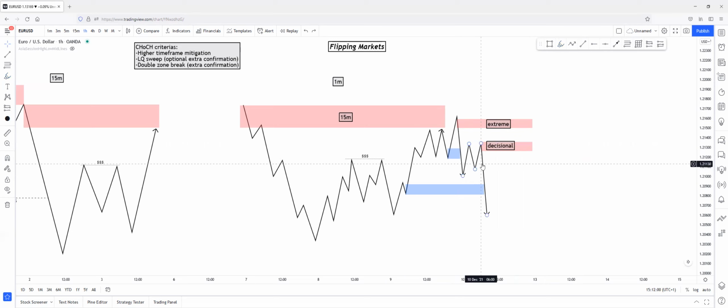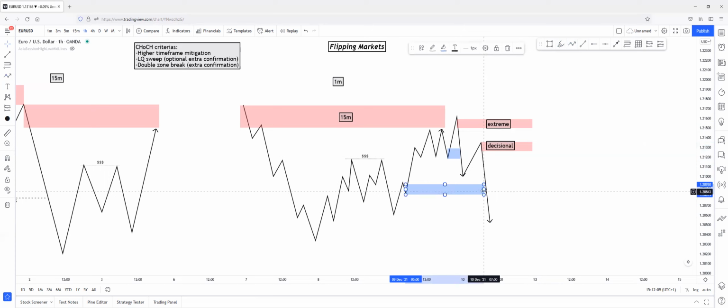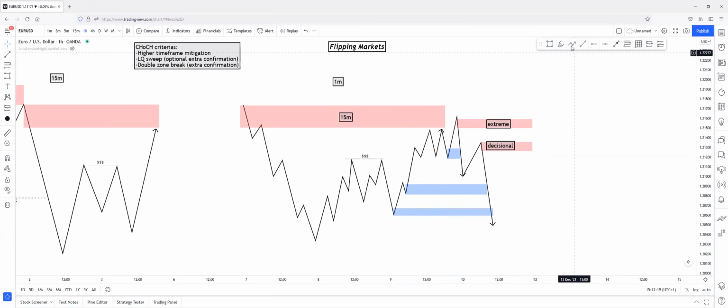The second scenario is that price doesn't create liquidity. It just does a pullback. It doesn't create liquidity, but breaks through another demand zone. Let's say it breaks through plus one demand zone, so this downer area too. So it has a double zone break also. In this case, you can safely use the decisional zone because the extreme zone has no liquidity. As you can see, the decisional zone is safe to use because no liquidity has been created below the extreme zone.